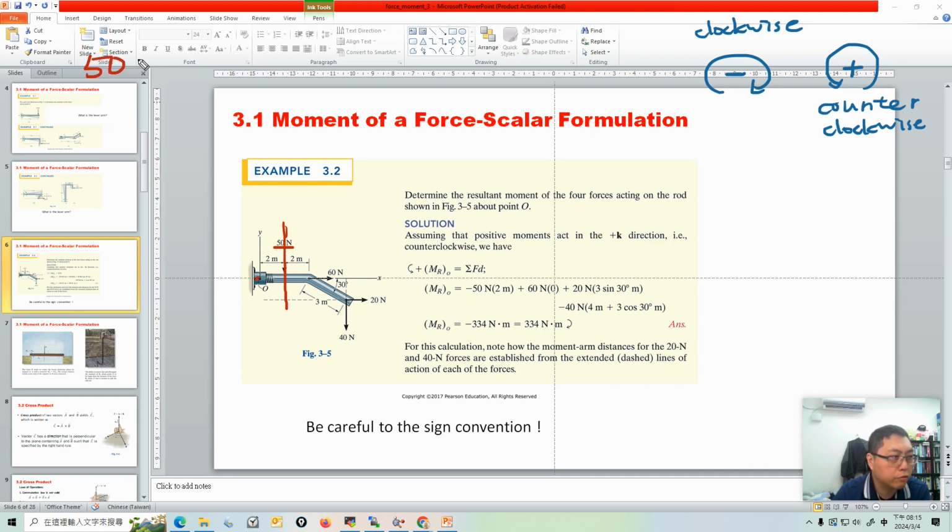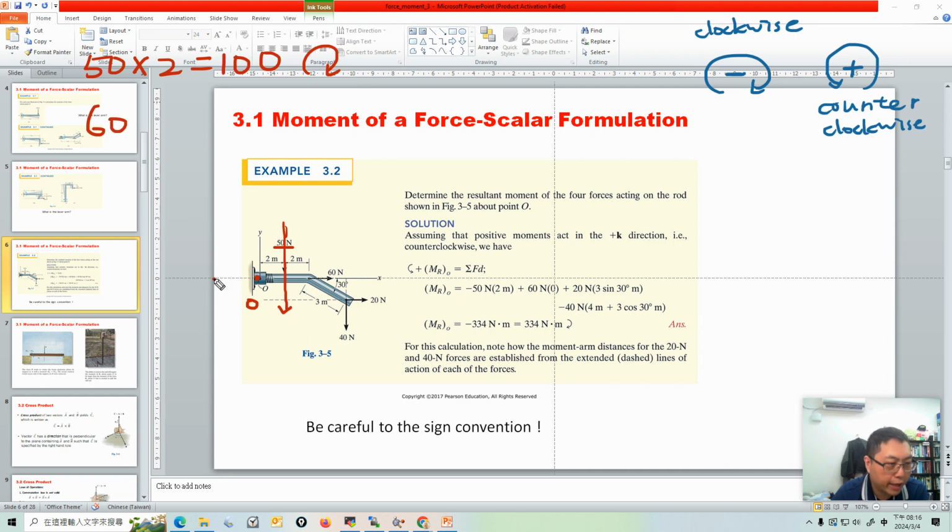So here the first is 50 times 2, which is equal to 100. And the next thing is clockwise or counterclockwise. Because the reference point is here, point O, and the force is pulling down here, look at the screen, it will rotate like this. You point down here, you apply the force here, and it will rotate like this, so it's clockwise.